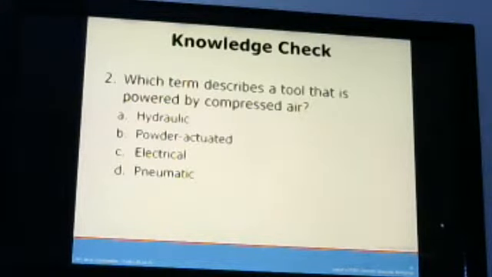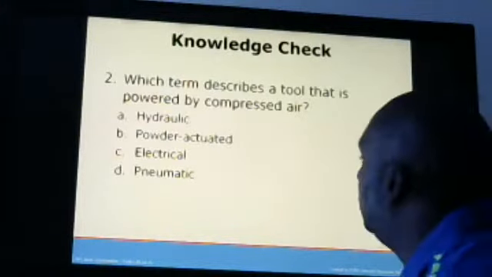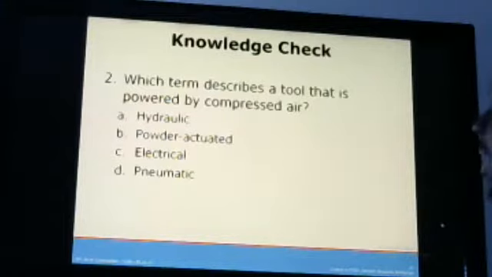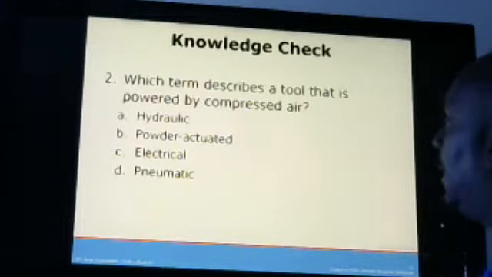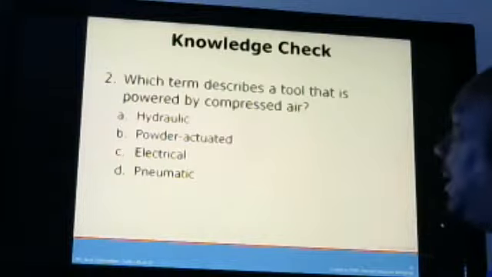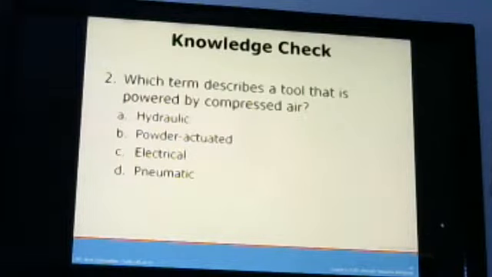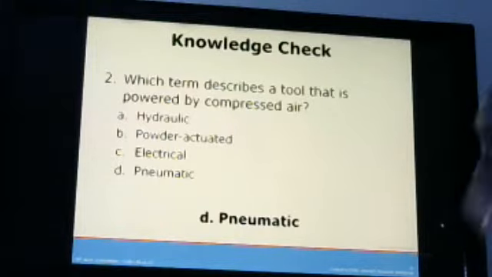Number two, which determines a tool that is powered by compressed air? Hydraulic, power actuated, electrical, pneumatic. Boom. D, pneumatic.